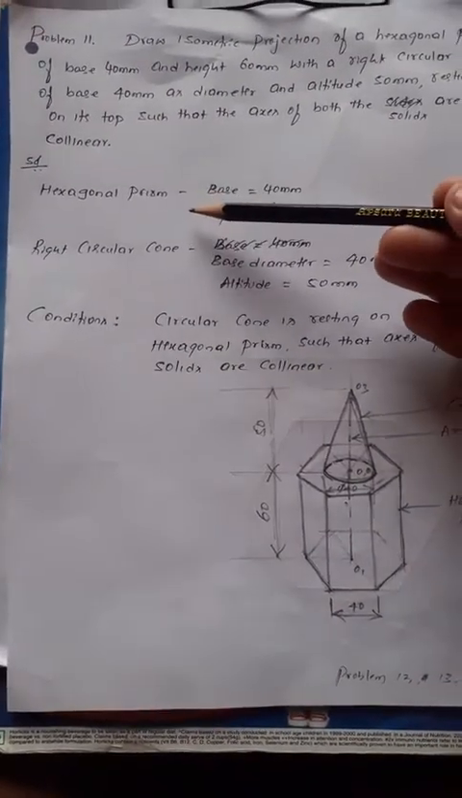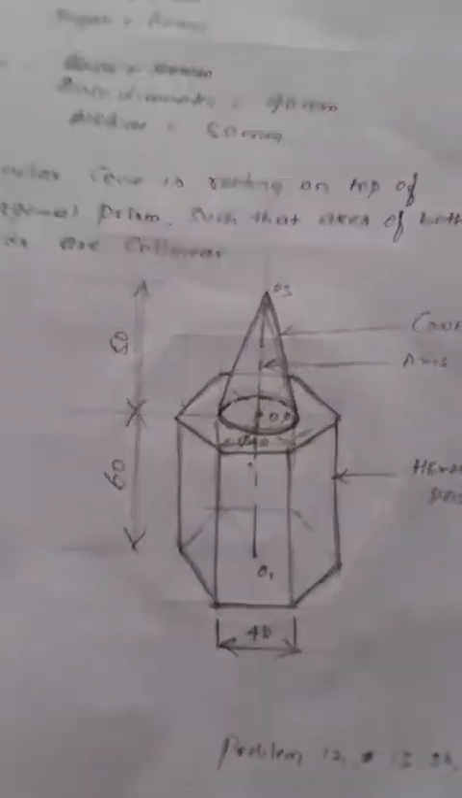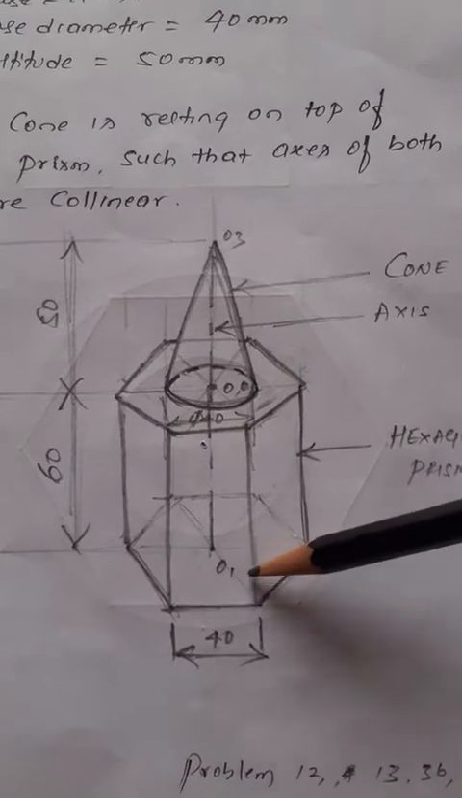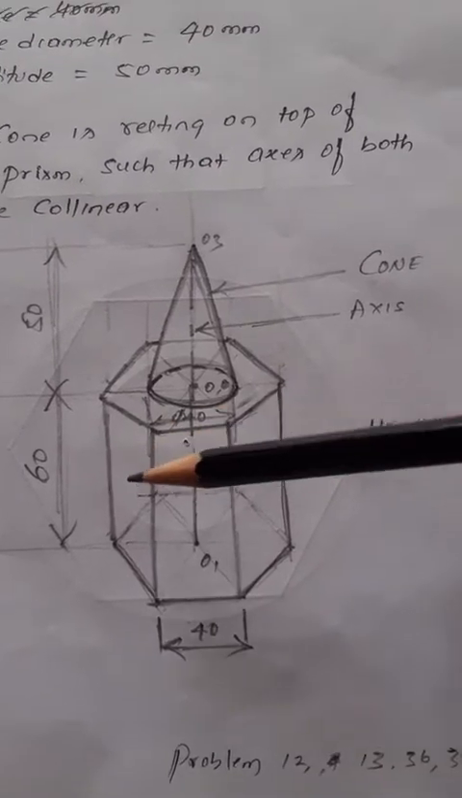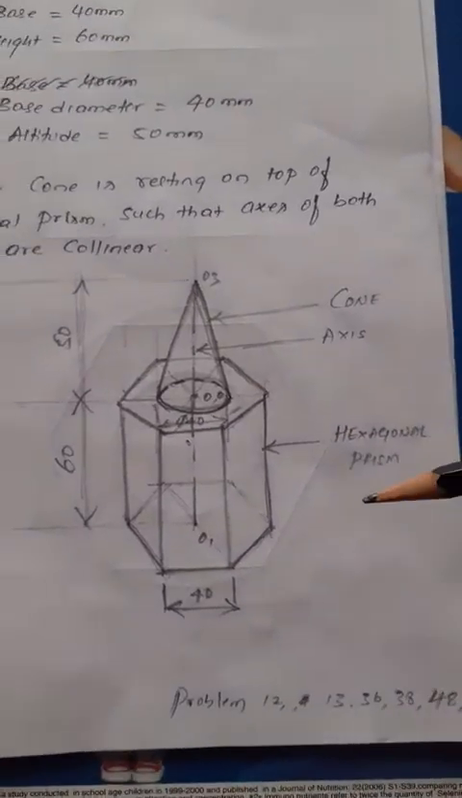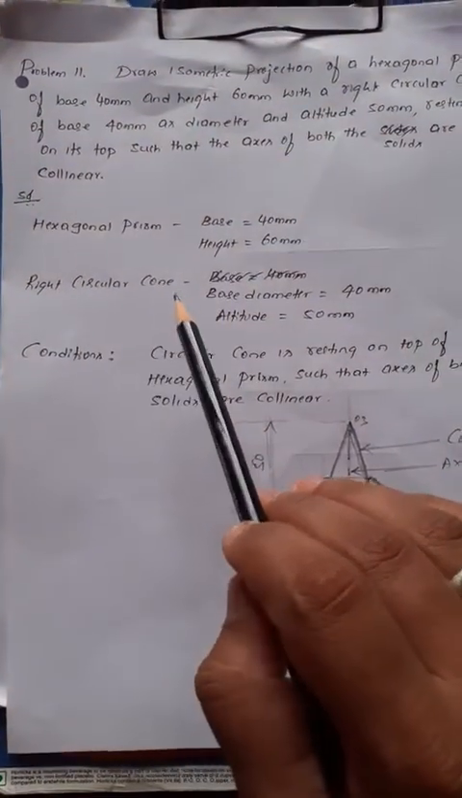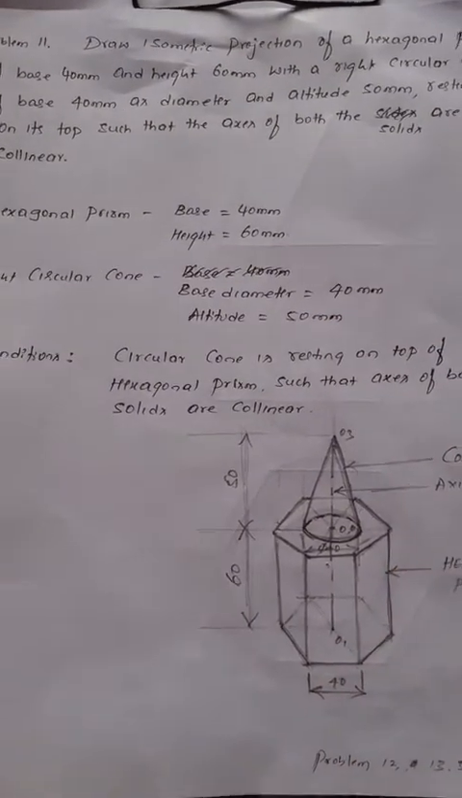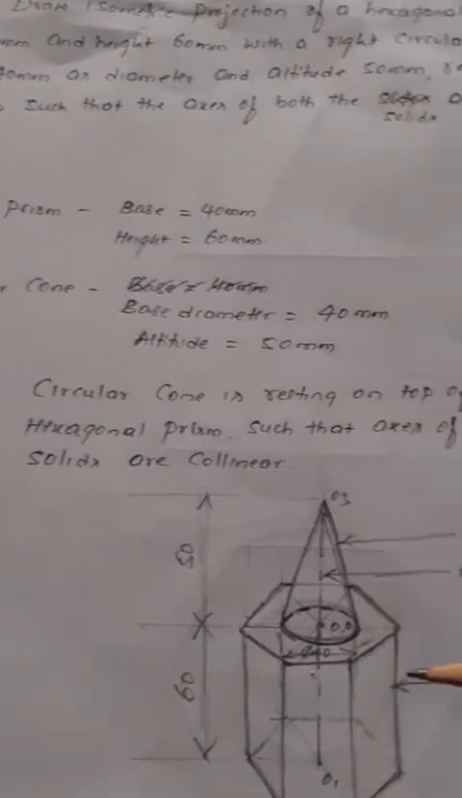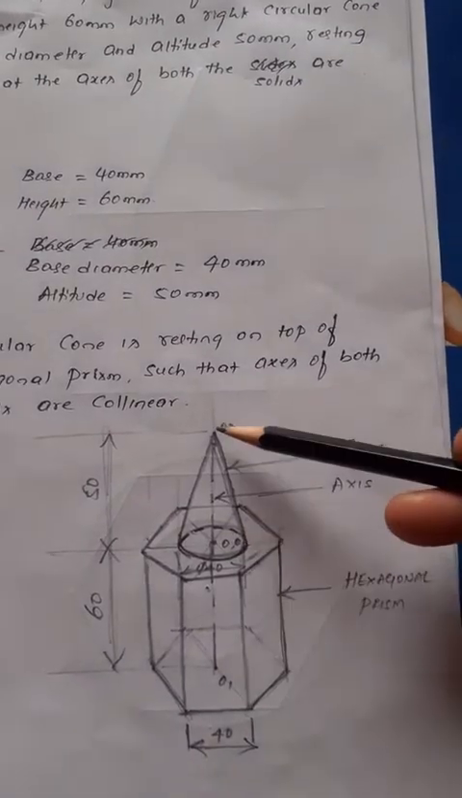One is a hexagonal prism of base 40 mm, height 60 mm. See that this is a hexagonal prism. It has both bottom face and top face of the same shape and same size, connected by rectangular faces. That is called a prism. This is a hexagonal prism of side 40 mm, height 60 mm, right? Then the second one, a right circular cone of base diameter 40 mm, altitude 50 mm. What is a cone? A right circular cone of base 40 mm and height 50 mm, right?